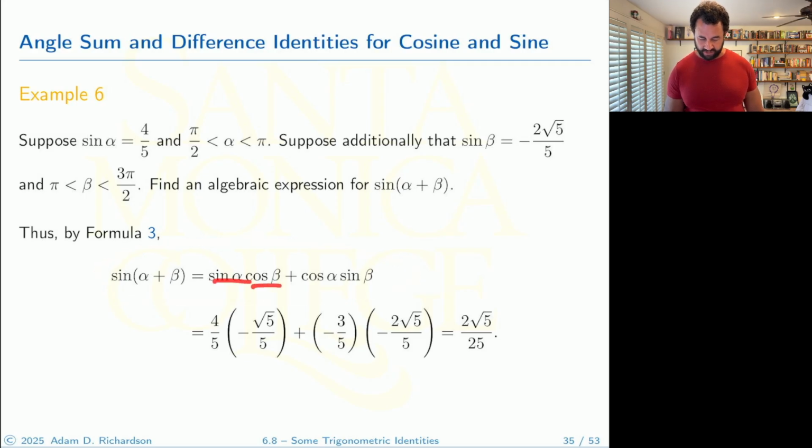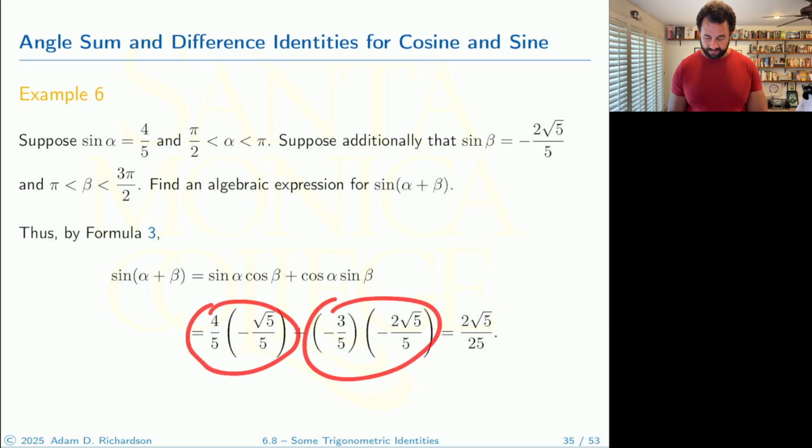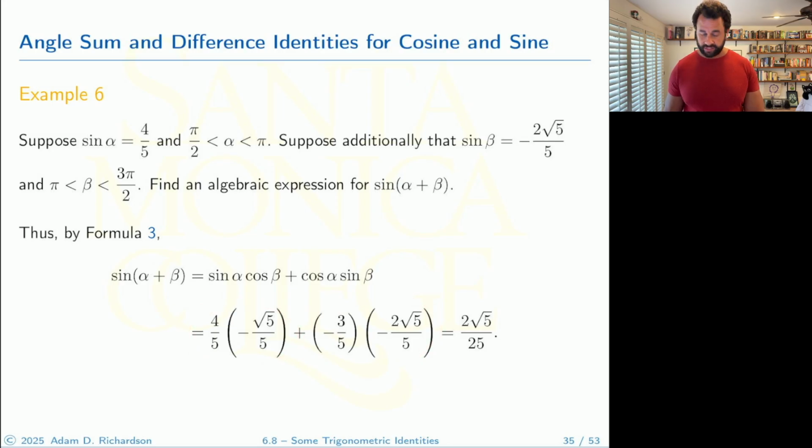We know sine of alpha, we know cosine beta, we know cosine alpha, we know sine of beta, and then we're going to multiply everything, combine like terms, and we get 2 root 5 over 25. Oof. That's a long one, huh? That's a long one. Okay, let me do this.